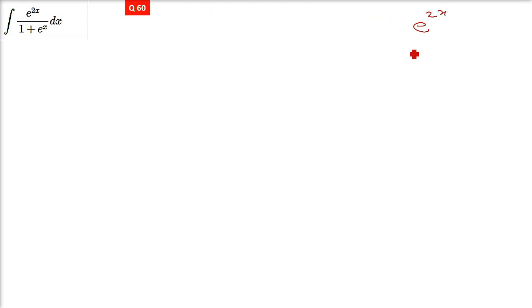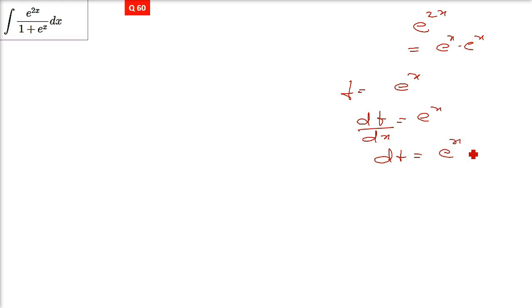If you have already done this question, you might have done it like this: e raise 2x can be written as e raise x into e raise x. So this t is equal to e raise x. dt by dx will be equal to e raise x when we differentiate it. There is nothing with x, so it will be just e raise x. dx goes on the right, dt will be e raise x dx.